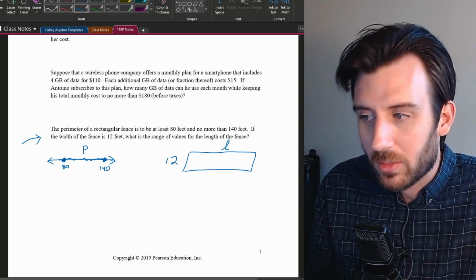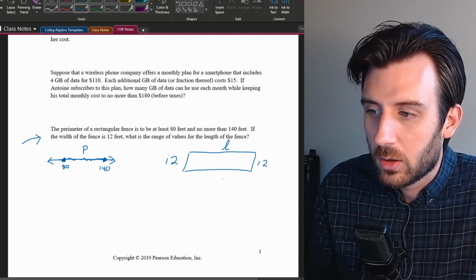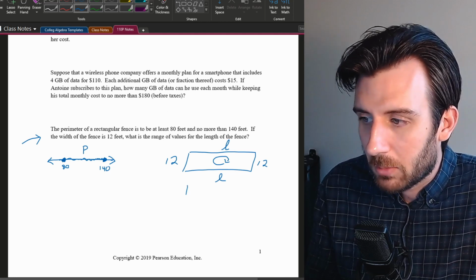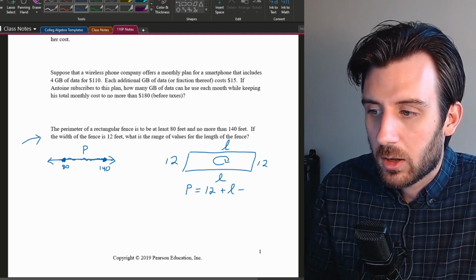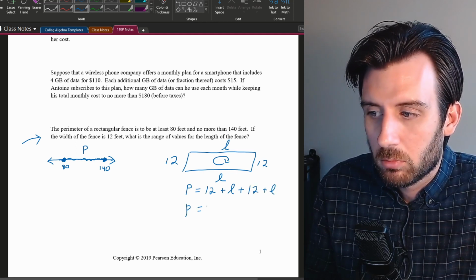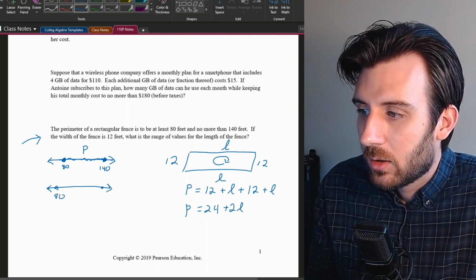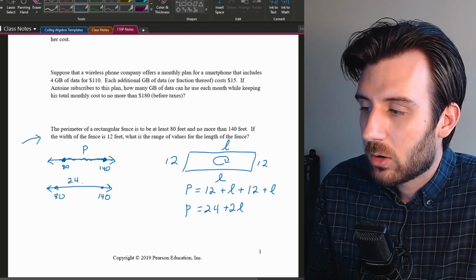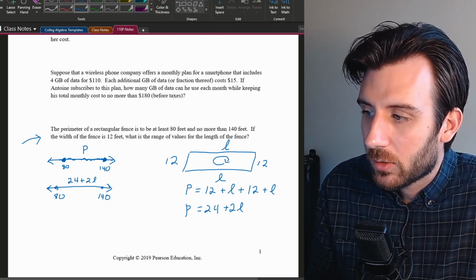Perimeter is the length of the fence on the outside, so that would be 12 and then L and then another 12 and then another L if I'm going around this clockwise. So I can say that my perimeter is 12 and L and another 12 and another L. So my perimeter is 24 and 2 of these L's. Between 80 and 140, I need to have 24 feet accounted for in my width, and then I need to have 2 lengths that are left over.